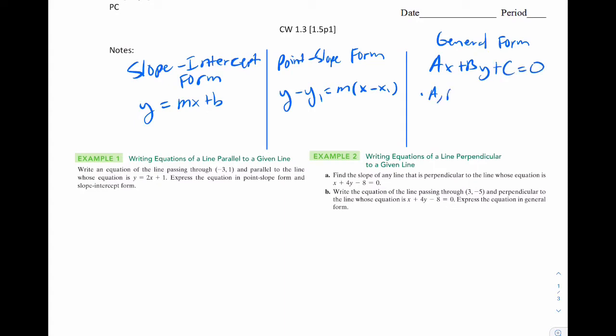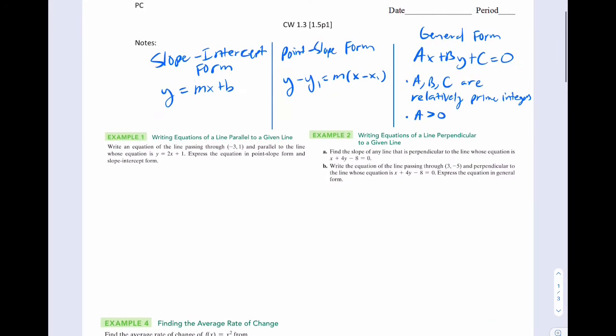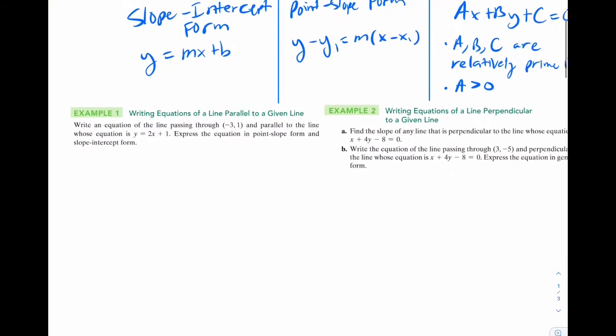Couple stipulations. A, b, and c are relatively prime integers, and a is usually positive. Okay, so those are three forms we've gone over. Let's do a couple more examples today.